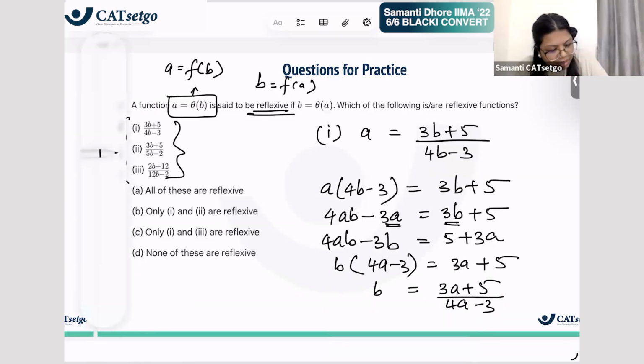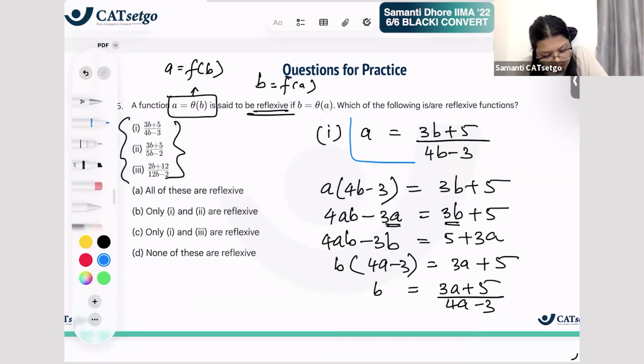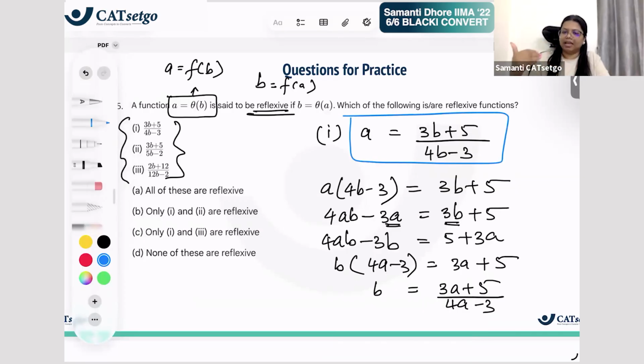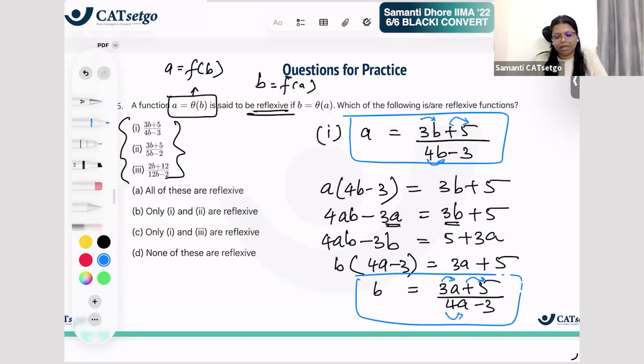Tell me. Are these two the same? Batao. A was 3b plus 5 upon 4b minus 3. If I replace a and b, do we get the same answer? We do, right? देखो 3a plus 5, 4a minus 3, सेम ही तो आया, सिर्फ a और b एक दूसरे से रिप्लेस हो गए, हुए नहीं हुए?